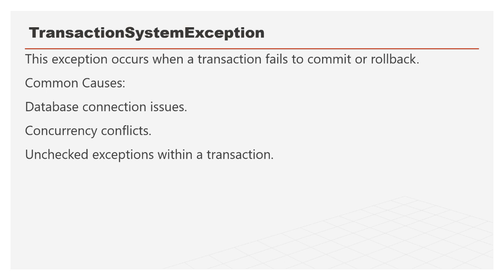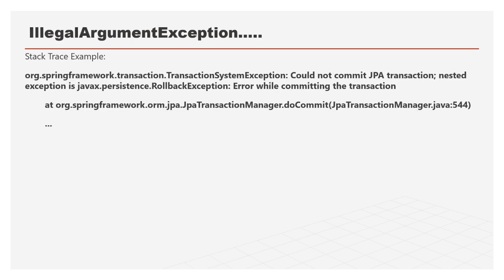Transaction system exception. This is one of the common exceptions when you're dealing with transactions. It fails to either commit or roll back. So either you're not able to go to a particular state from where it has to roll back, or it is not properly committed. There might be some database issue or connection issues. There might be some concurrency conflict with respect to the threading. There might be some unchecked exception you are dealing with within the transaction. So these add up to that particular exception being thrown.